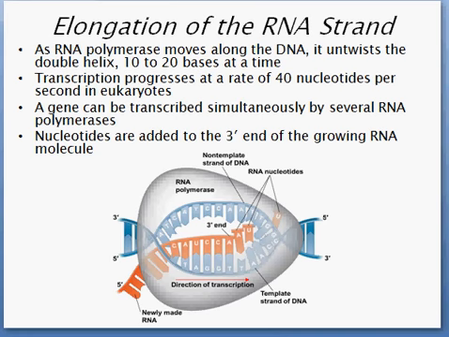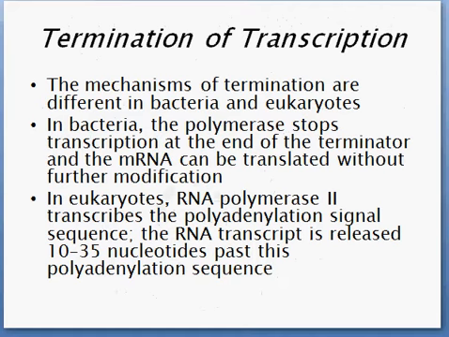The last step of transcription is the termination, and the mechanisms for termination again are different in bacteria and eukaryotes. So in bacteria, it's very simple. The polymerase stops at the end of the terminator, and the messenger RNA can be translated without any further modification. So basically, in bacteria, the RNA polymerase will just stop at a sequence that's called the terminator sequence, and at that point the messenger RNA is finished. There's no more processing that has to occur.